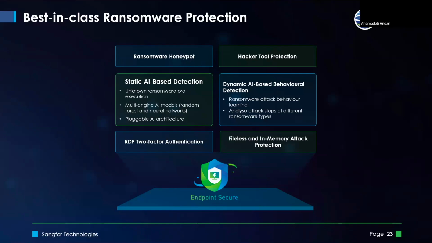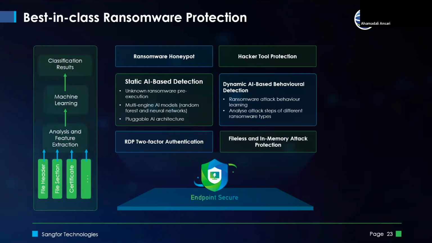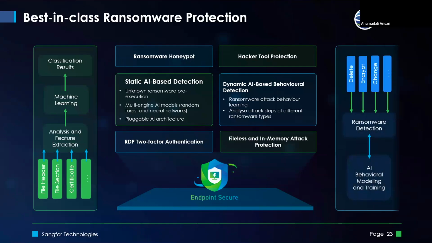That means we analyze every step of the ransomware types. The 500-plus trained ransomware families in our AI malware inspection help you detect attacker behavior learning, and with that we can make sure different types of ransomware are detected. A complete methodology, with classification results from file header, file section, and certificates used, can be analyzed with the help of our machine learning. And then the AI behavioral modeling is very, very important in detecting ransomware, since learning the behavior of different types of ransomware is very helpful.